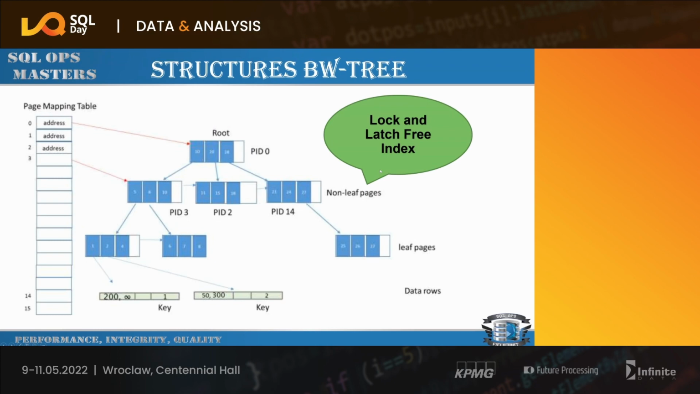While they're thinking about that, the benefits of a BW tree: it's a lock and latch free index. And part of that comes from the fact it's in memory, and you can see that it has memory address mappings.